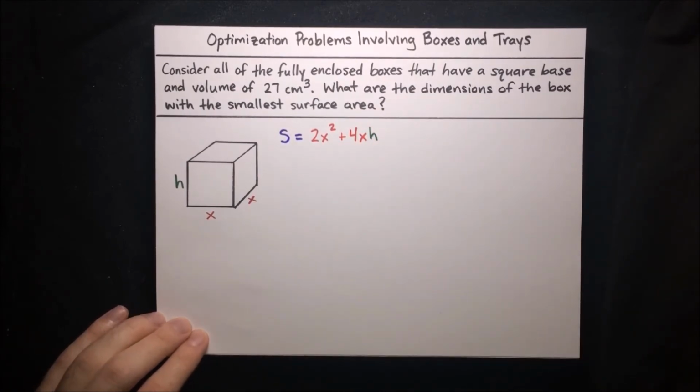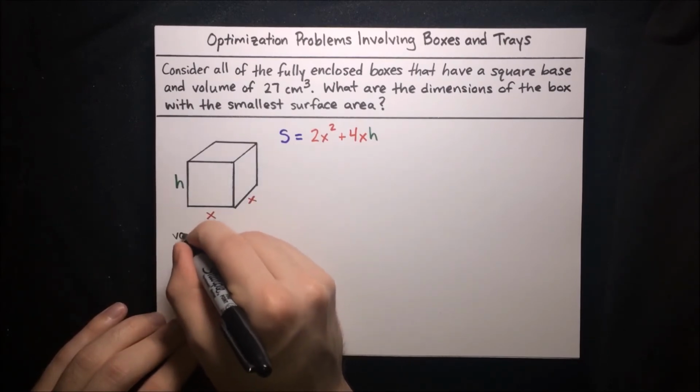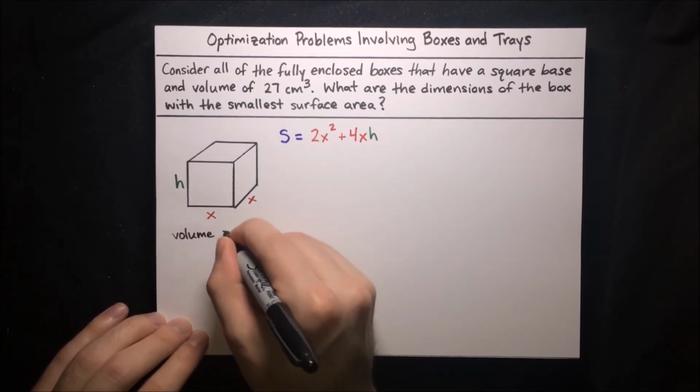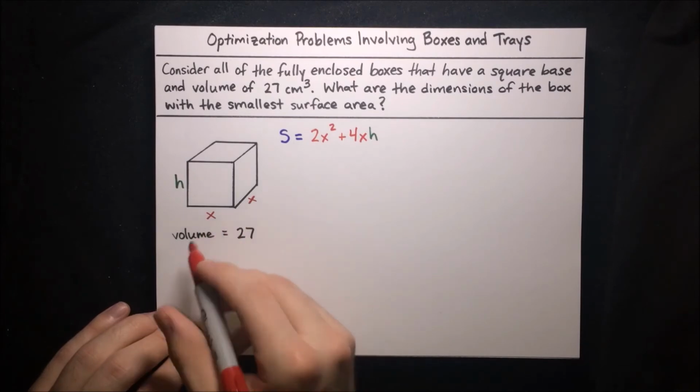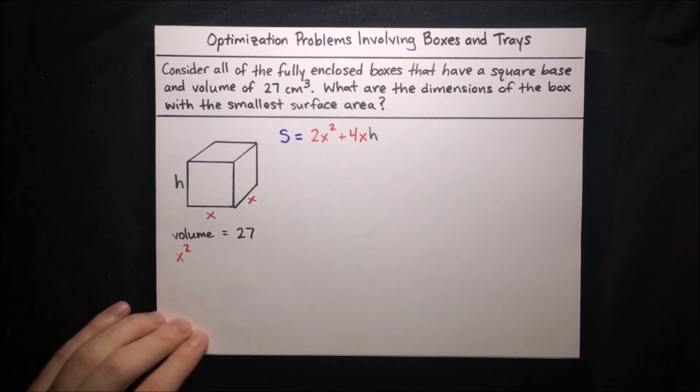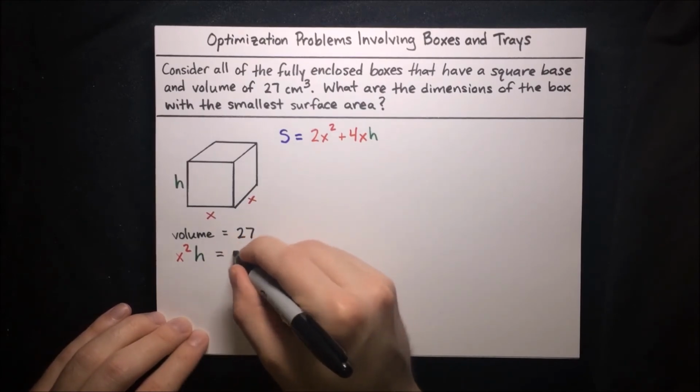Now, in order to optimize the surface area, S, we need to write S in terms of a single variable. And to do that, we'll need an equation relating x and h. So let's see, what other information are we given in the problem? Well, we're told that the volume is 27 centimeters cubed. So volume equals 27. And we can express volume in terms of x and h. Volume is just the base area, x squared, times the height, h. So x squared h is equal to 27.